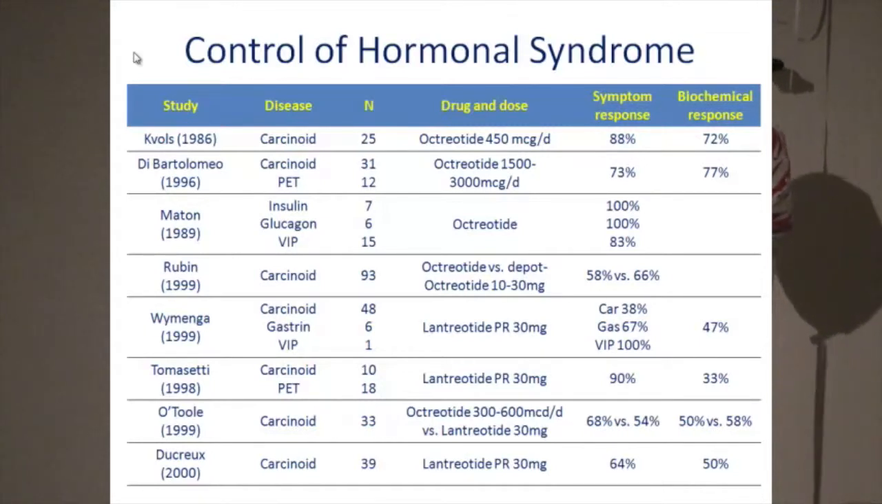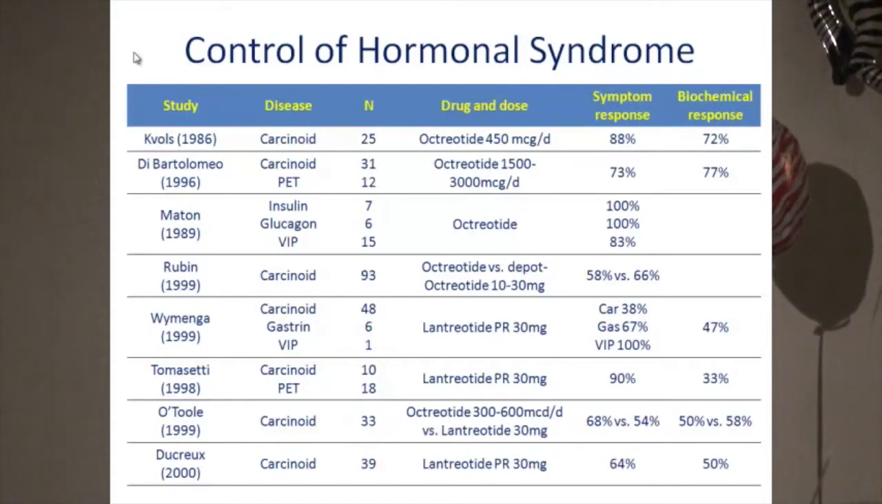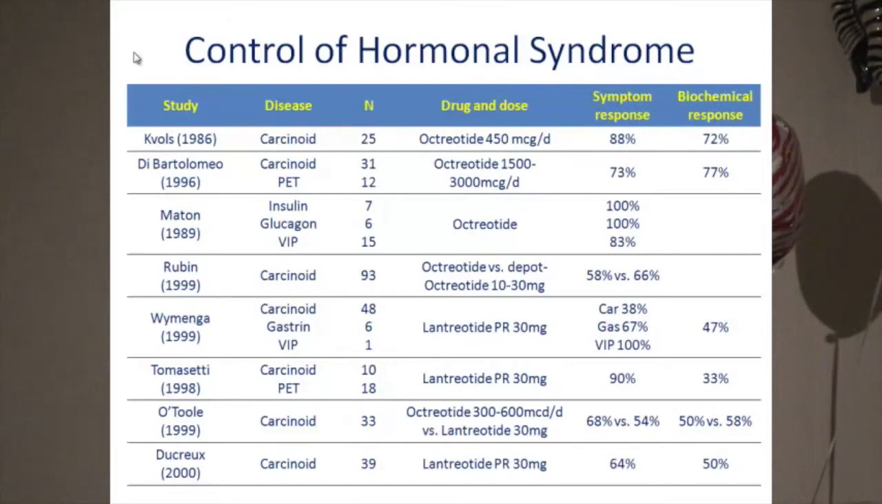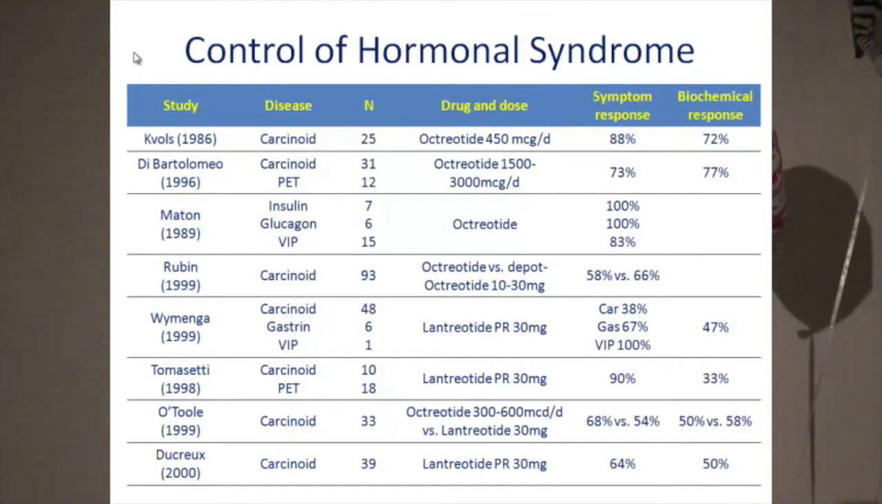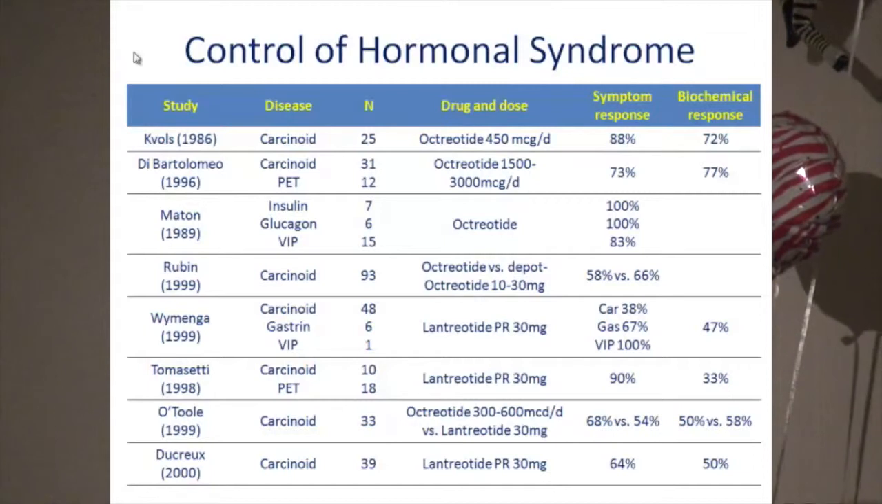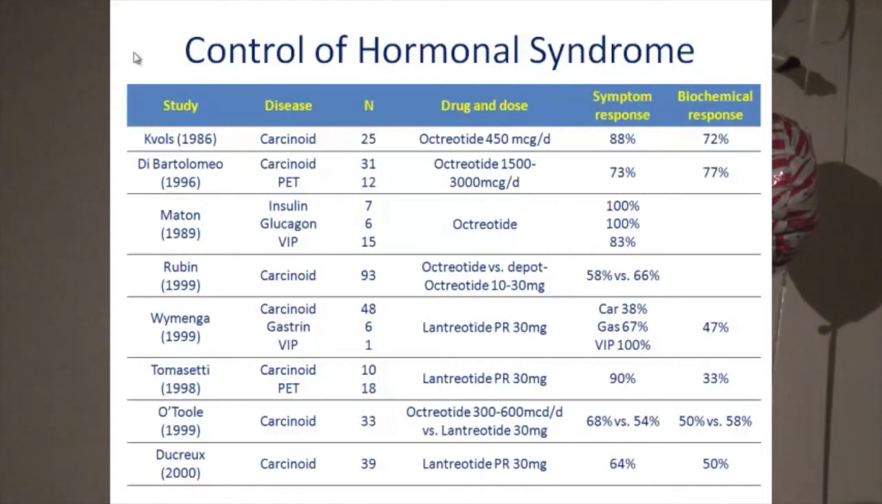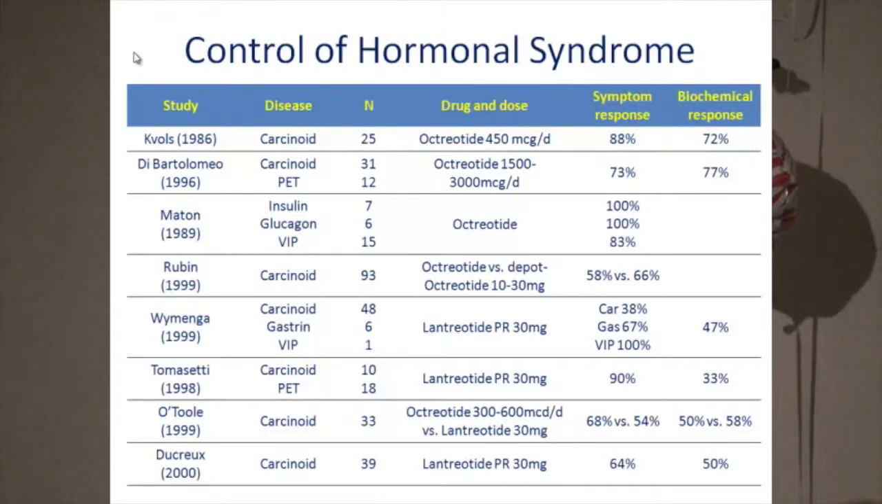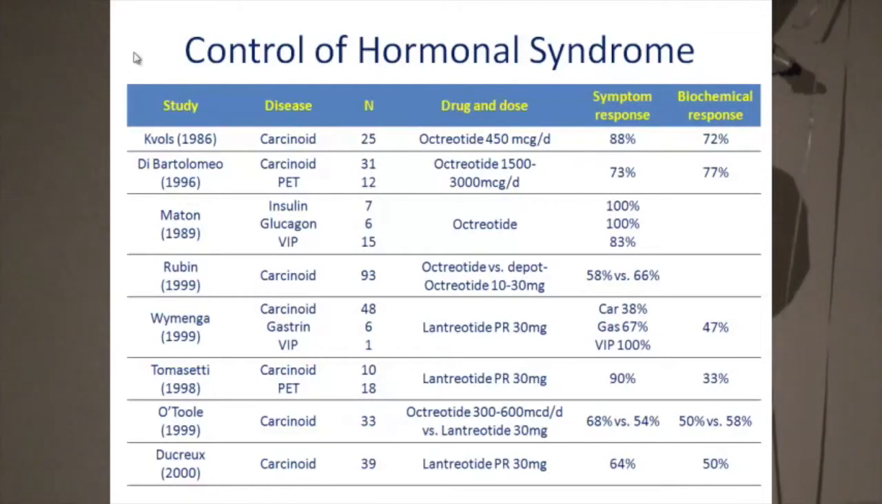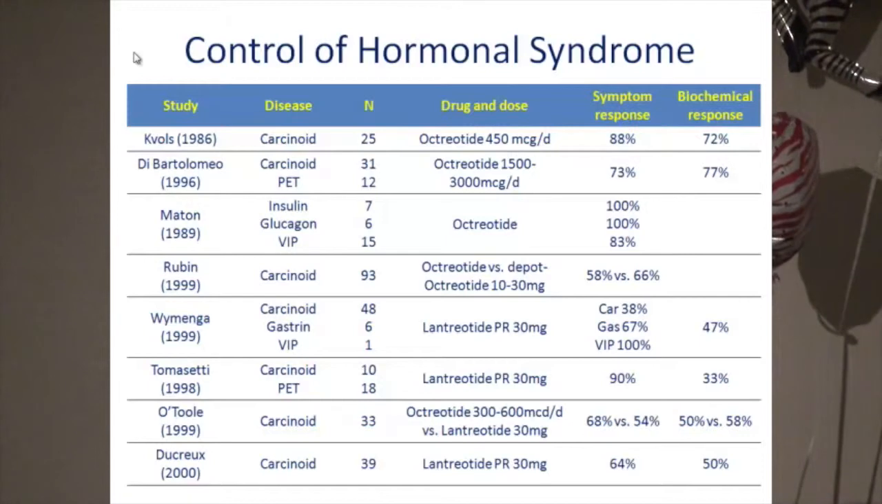I think at some point there's actually a comparison, the O'Toole 1999 study, comparing the symptomatic control between Octreotide and Lanreotide, which essentially shows no difference between symptomatic control and biochemical response. So perhaps these two are, in a sense, within the same class and behave pretty much the same, if not different for other qualities. So maybe symptoms-wise, they are the same.